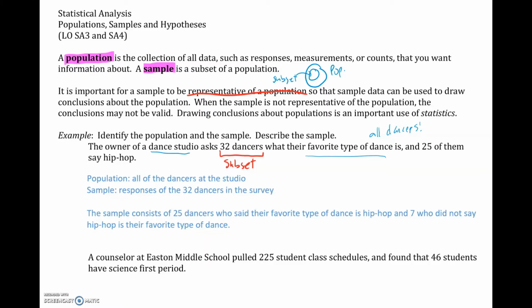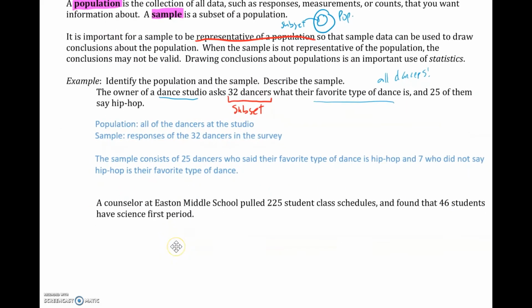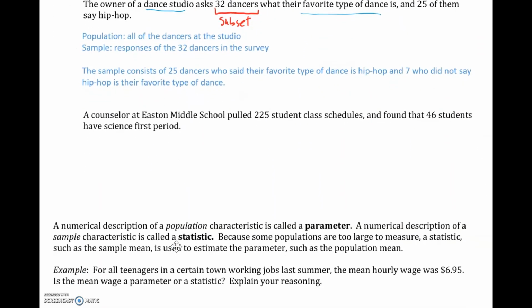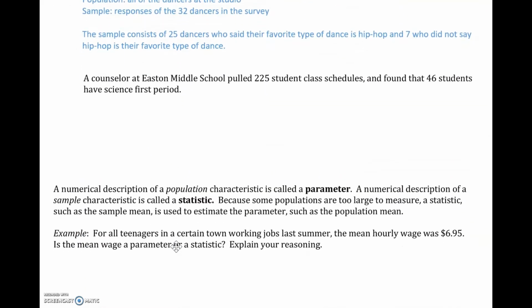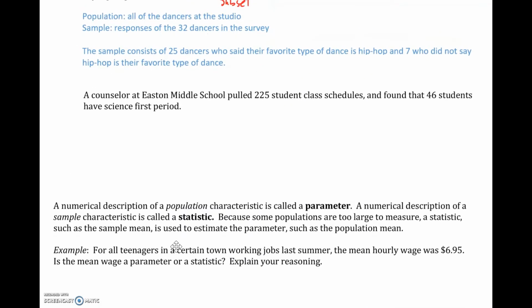So if we take a look at the second example here, a counselor at Easton Middle School pulled 225 class schedules and found that 46 of them have science first period. So again, coming back to, what do you think we're trying to do with this study? Why is the counselor even pulling class schedules? If the counselor is looking at schedules and trying to make any kind of conclusion, it's probably about all students, right? So we're looking at Easton Middle School.